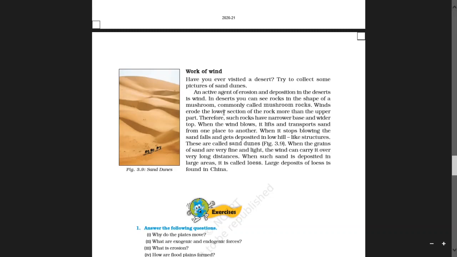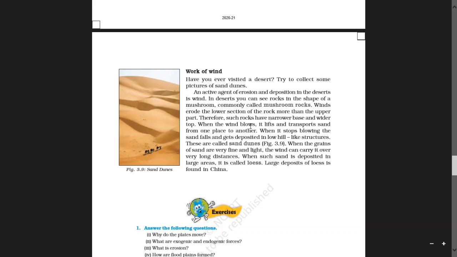Winds erode the lower section of the rock more than the upper part. Therefore, such rocks have a narrower base and a wider top.